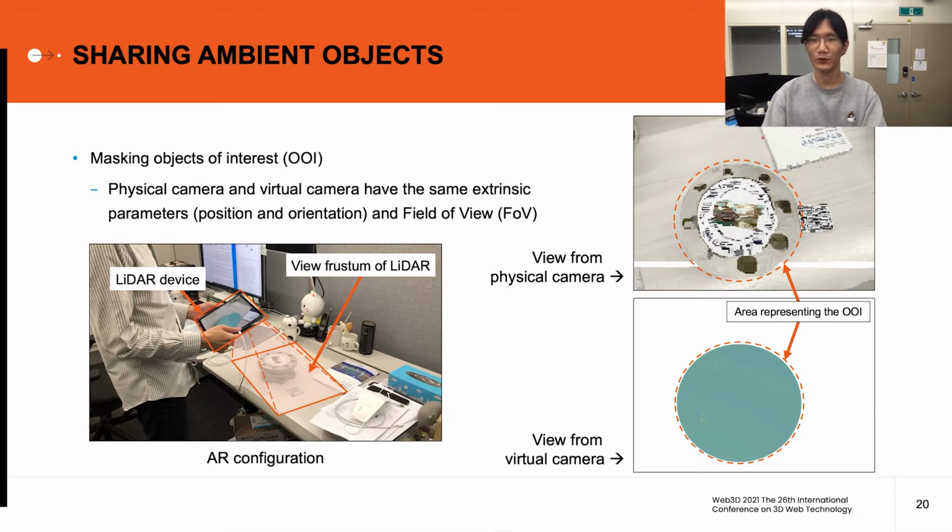By the unified coordinate system, a virtual camera's pose aligns with the physical camera's pose. And to augment a 3D model of an OOI, the field of view of the virtual camera is matched with the field of view of the physical camera. Considering these things, it can be seen that the appearance of the OOI reflected on the physical camera and the virtual camera is identical. From this fact, we can remove the points representing the OOI by checking if the points are within the OOI's area in the screen space.